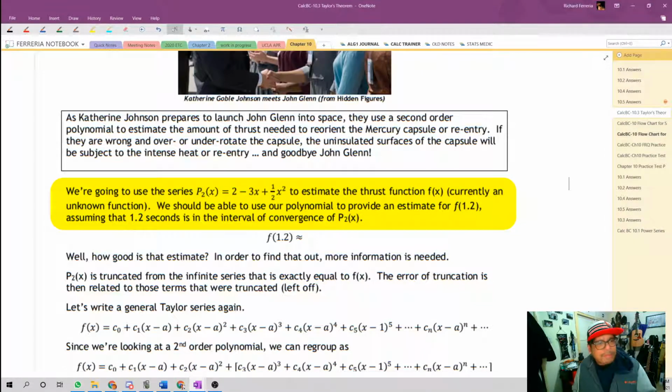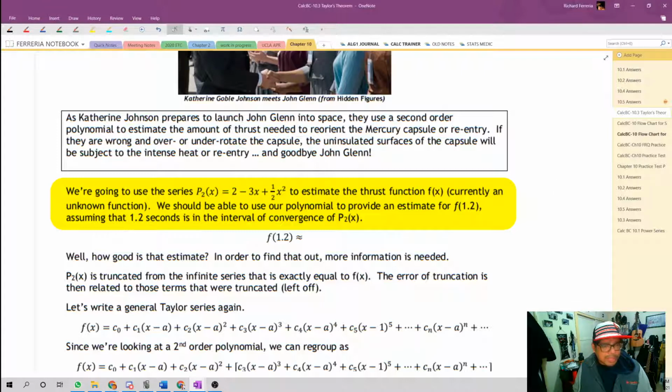So going back into fiction, we're going to use a second-ordered polynomial, P2, which is 2 minus 3x plus 1/2 x squared, to estimate the thrust function, f of x, currently an unknown function, which is typical of this. We don't necessarily have to know the function. So we're going to use our polynomial to give an estimate for f of 1.2, assuming that 1.2 seconds is in the interval of convergence for P2.